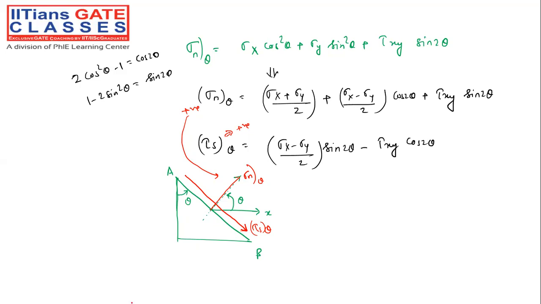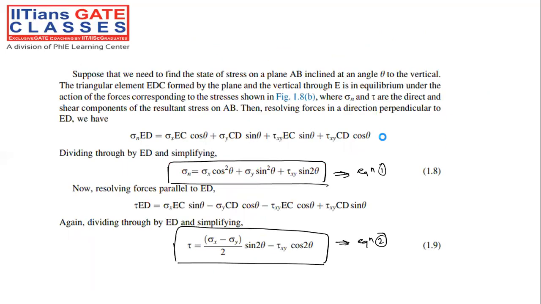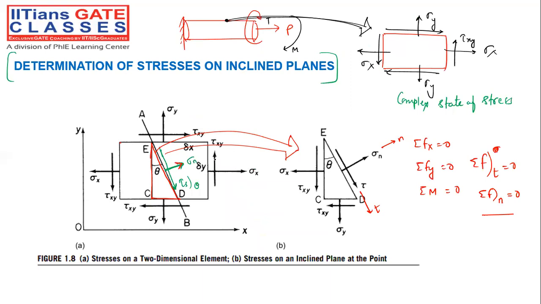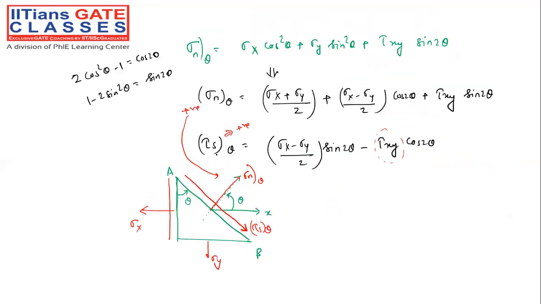So these are very, very important things, and of course we have considered sigma x here, and sigma y, which is away from the plane. And we have also covered tau xy. What is the sign convention for tau xy? If you look at the diagram, tau xy has to be acting like this. Then only it is considered as positive, right? Something like this.